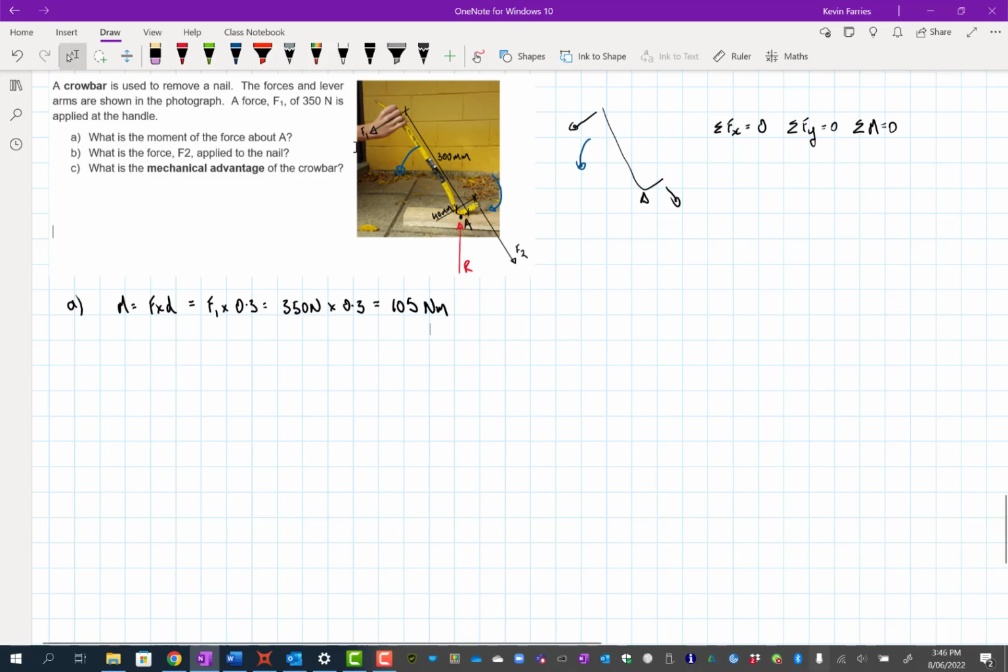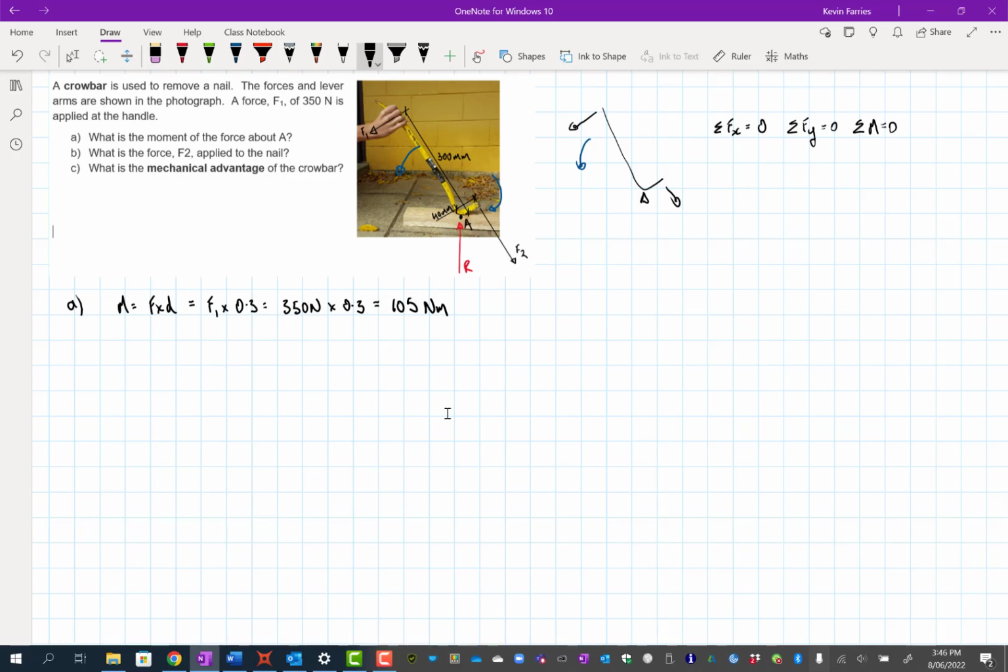This is less than a meter, so the moment must be less than the force you applied. If this force was applied at 1 meter, then the magnitude would have been 350 Newton meters. In our case, we've got about a third of that, so it's about a third of the force. Sorry.